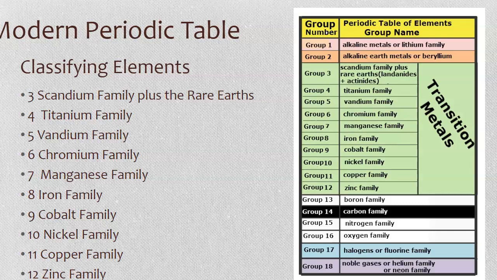So you have the scandium family for column 3, titanium family column 4, 5 is the vanadium family, 6 chromium, 7 manganese, 8 iron, 9 cobalt, 10 nickel, 11 copper, and 12 is zinc. If you remember, all parts of the zinc family have fully filled orbitals, that'll be helpful in the future. Also remember that these are your transition metals, and again, how you name them is the first element of the column and then the word family.